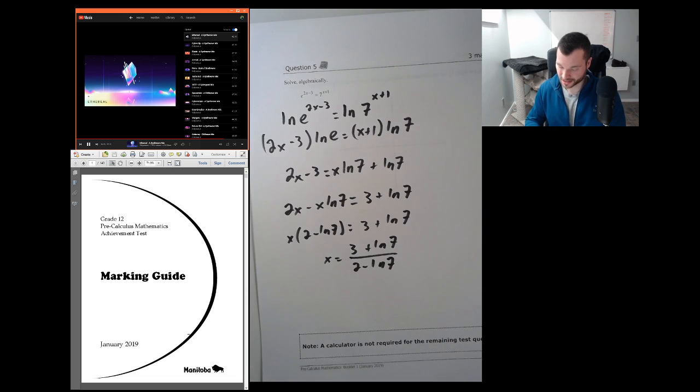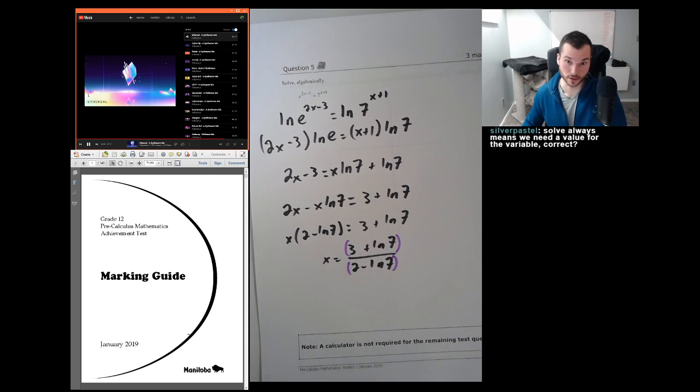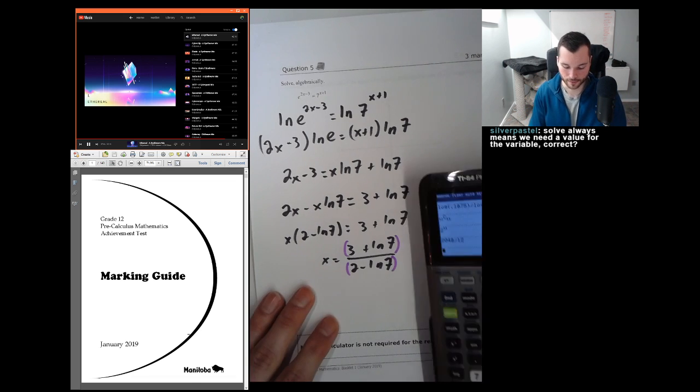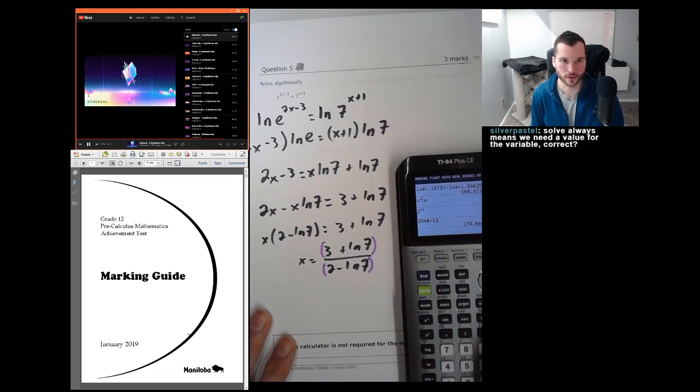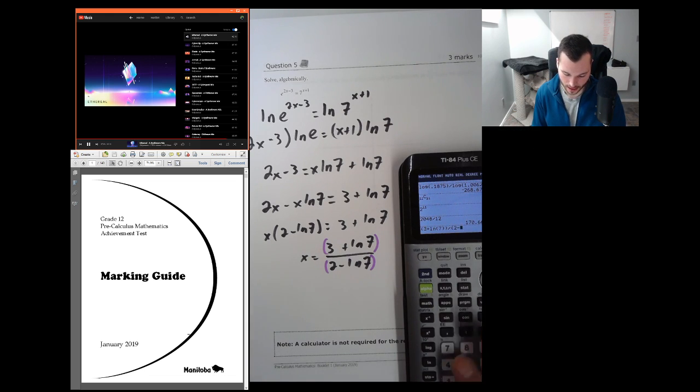Now, sometimes it's helpful, even visually, to do this, because that's what we're going to type in our calculator. I'm going to show you exactly what that is. Solve always means that we need to get a numerical answer for x, or for the variable that we're trying to solve for. Evaluate is the same thing, except there's no x. It's just, hey, evaluate this expression. It's usually exact answers, stuff like that. But if you're solving, you better get down to x equals something. So ln 7, that is my numerator, divided by, open brackets, 2 minus ln 7.